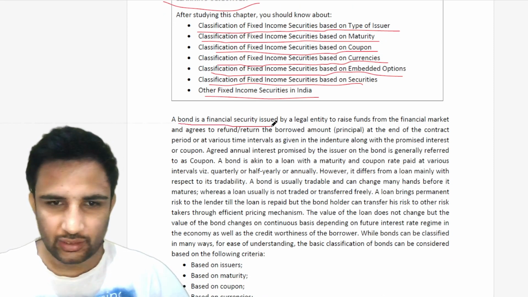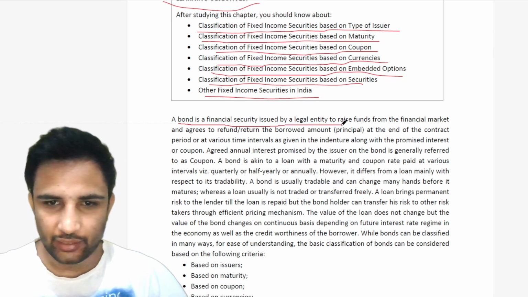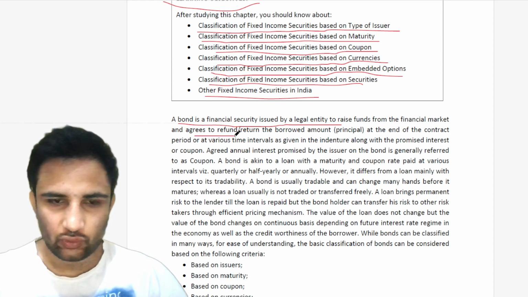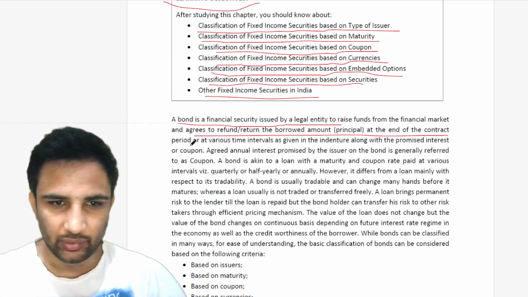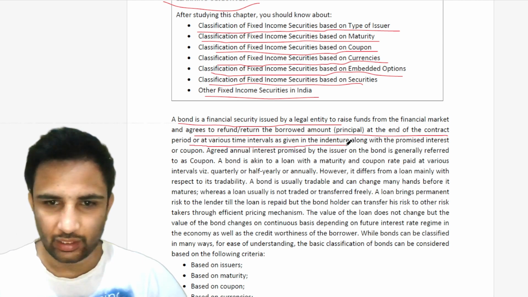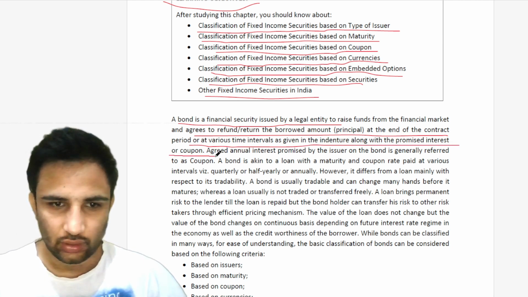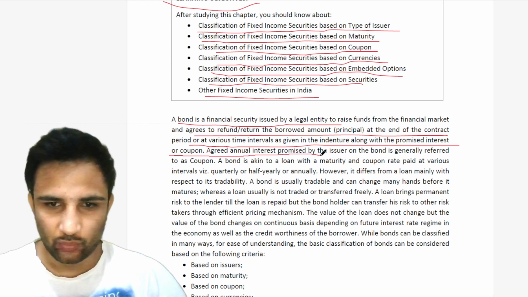A bond is a financial security issued by a legal entity to raise funds from the financial markets and agrees to refund or return the borrowed amount, the principal, at the end of the contract period or at various time intervals as given in the indenture, along with the promised interest or coupon. The agreed annual interest promised by the issuer on the bond is generally referred to as a coupon.